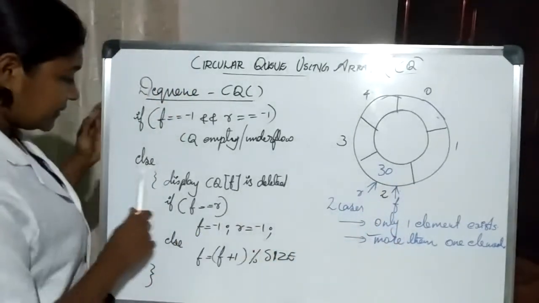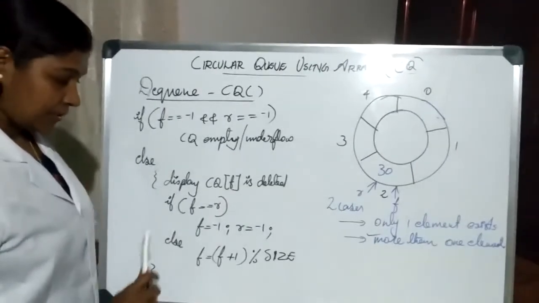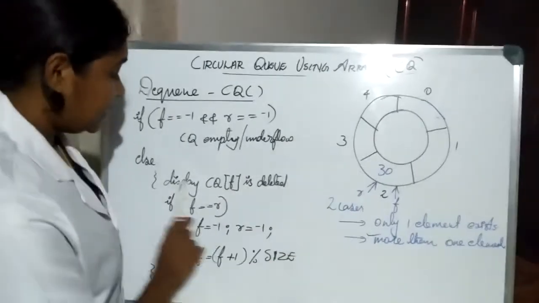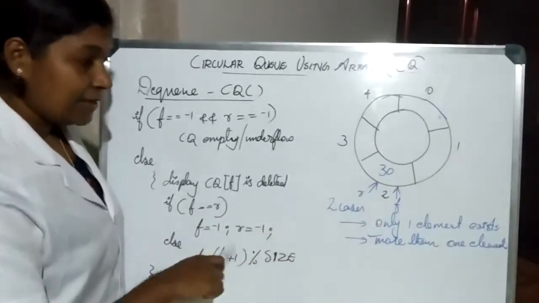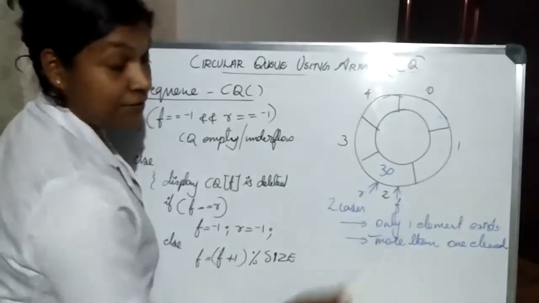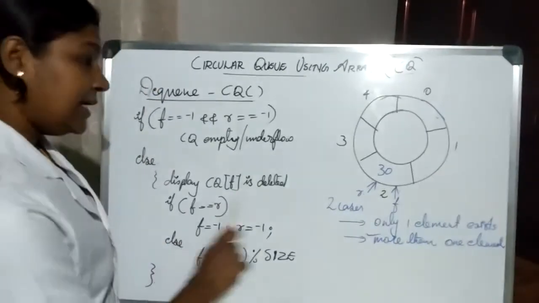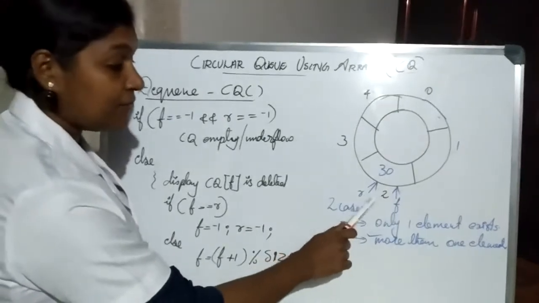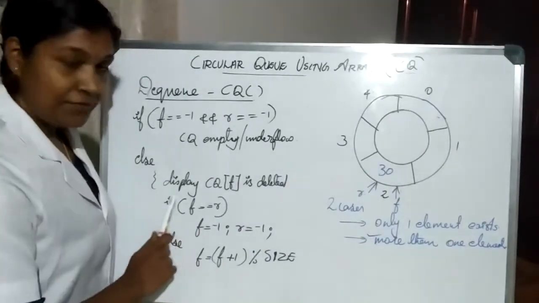So because of that, in the else part, deletion is possible, DQ is possible. So we display the message "CQ front is deleted." Then we are checking, giving preference to the first case, that is, the existence of a single element. In that case, what is our condition? Front would be equal to rear, right? So that is the condition we are checking.